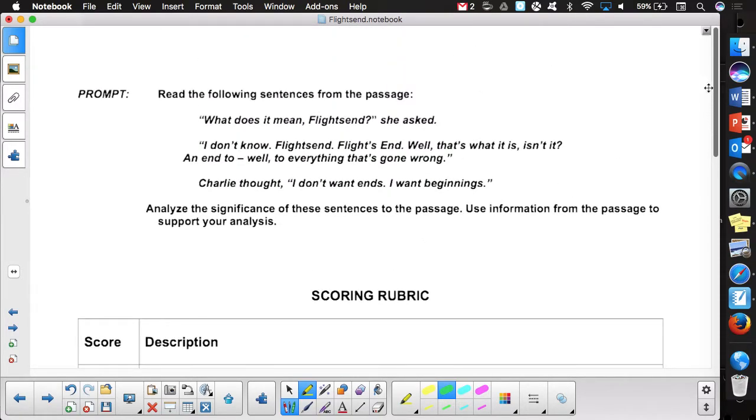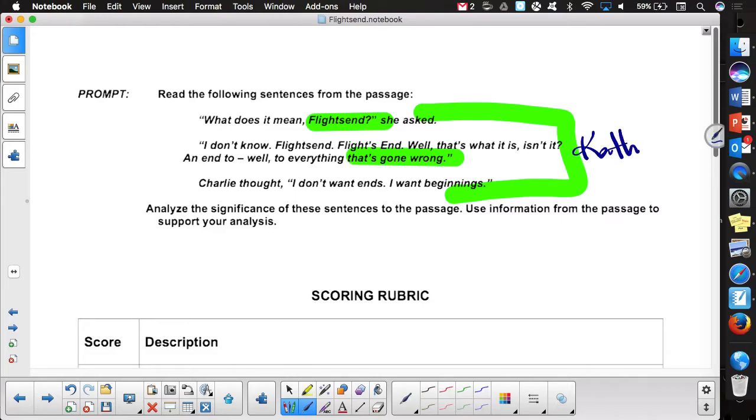Question that you have here: read the following sentences from the passage. Then you get the conversation taking place that they already had. "What does it mean? Flight's end," she asked. "I don't know. Flight's end, flight's end." "Well, that's what it is, isn't it? An end to, well, everything that's gone wrong." And this was something that we had kind of mentioned before. Who's talking about that it's an end to everything that's gone wrong, of the 2 characters? This is the mom, Kathy. Kathy/mom. Charlie thought, "I don't want ends, I want beginnings."